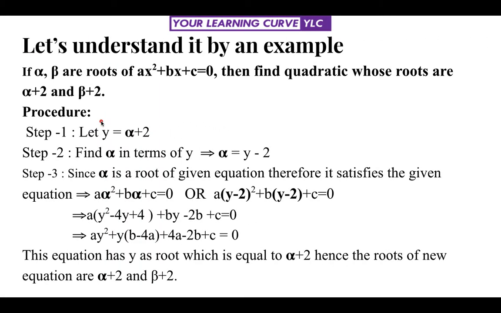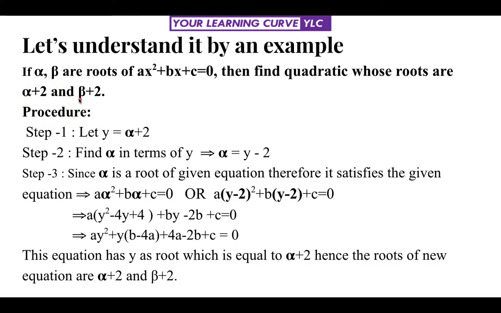So, let us see what this method is. This method says that if ax square plus bx plus c equal to 0 has roots alpha and beta, then the required equation must have roots exclusively as functions of alpha and beta only. For example, alpha plus 2 and beta plus 2. One root should be a function of alpha and the second root should be a function of beta. Procedure: you have to follow a fixed procedure of 3 steps, only 3 steps.